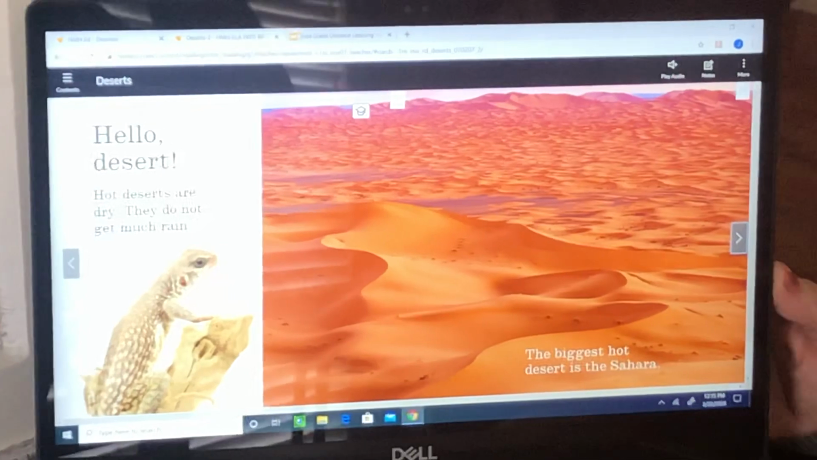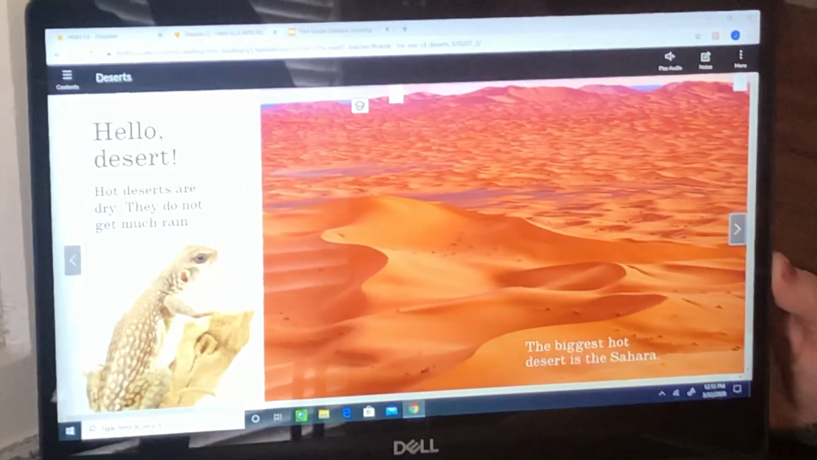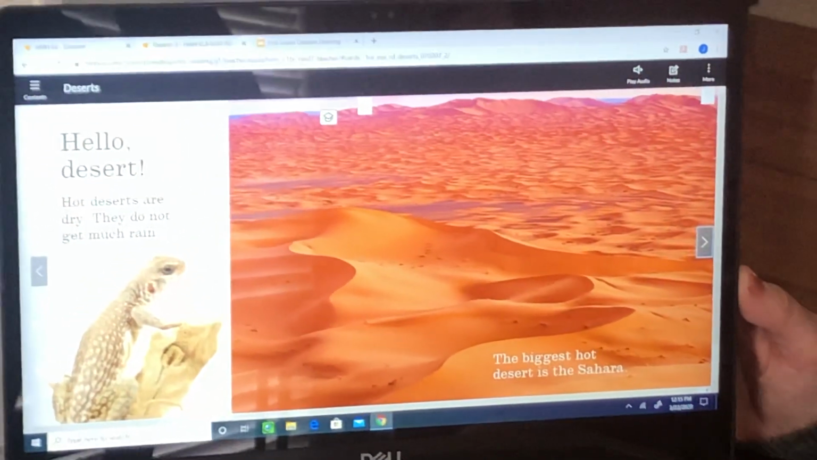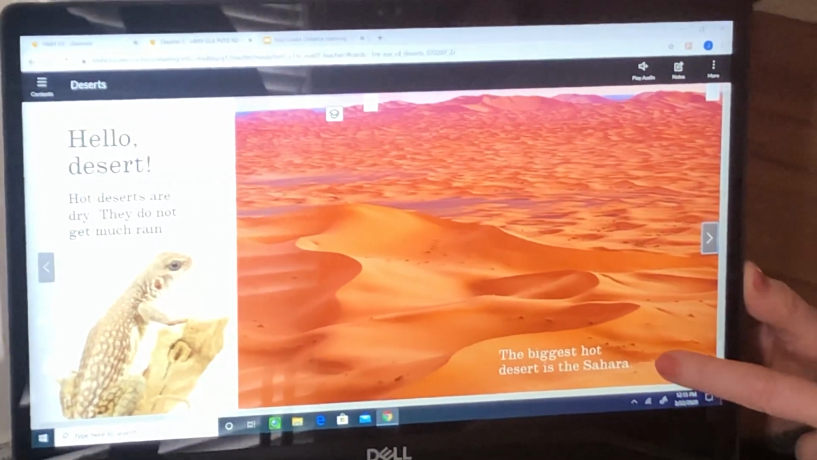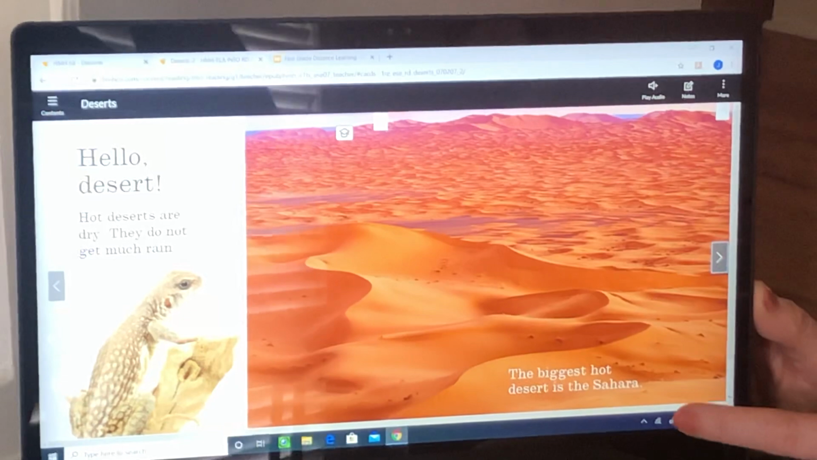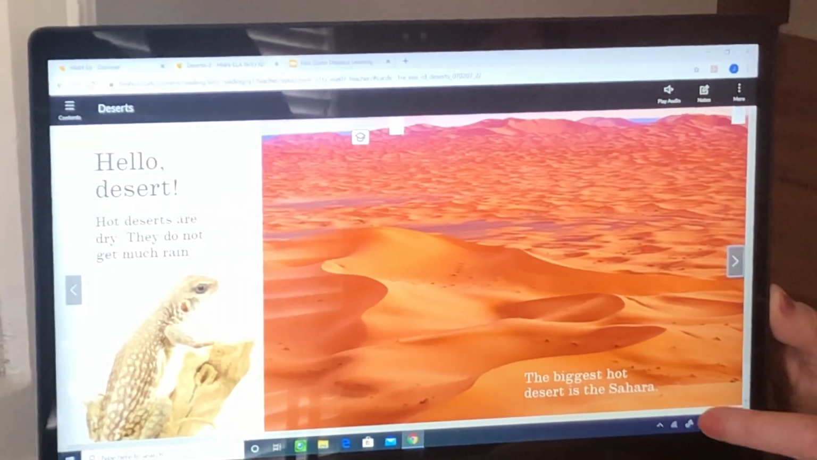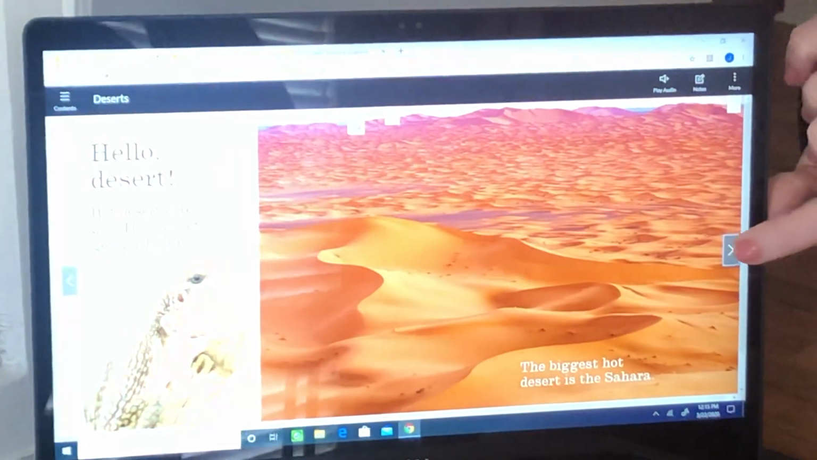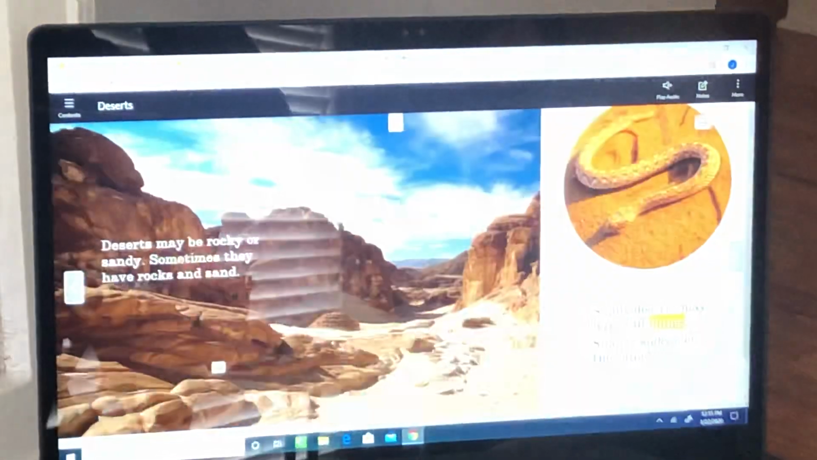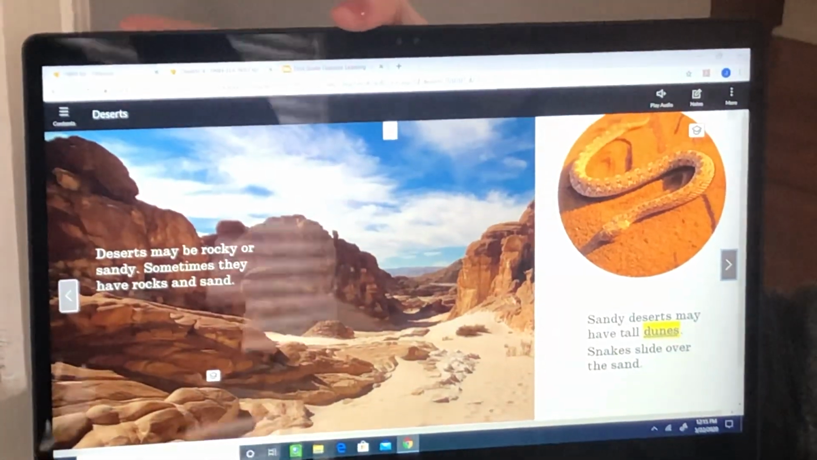So we learn a couple of things on these pages. We learned that hot deserts are dry and that they don't get a lot of rain. And then we learned the name of one desert, which is the Sahara. And that word is capitalized because it's a proper noun. That's right. Good job, guys. Y'all are so smart.